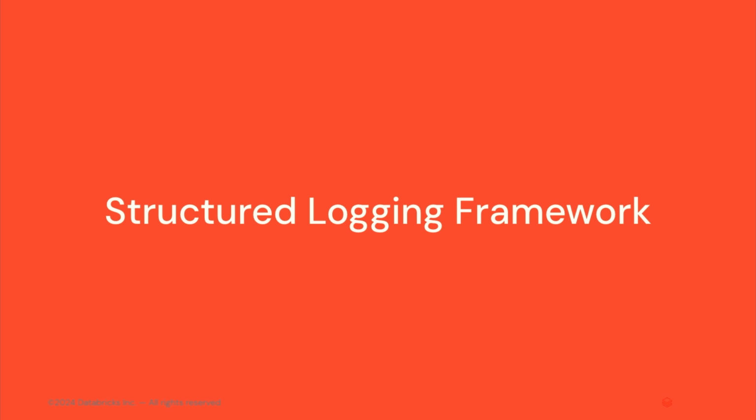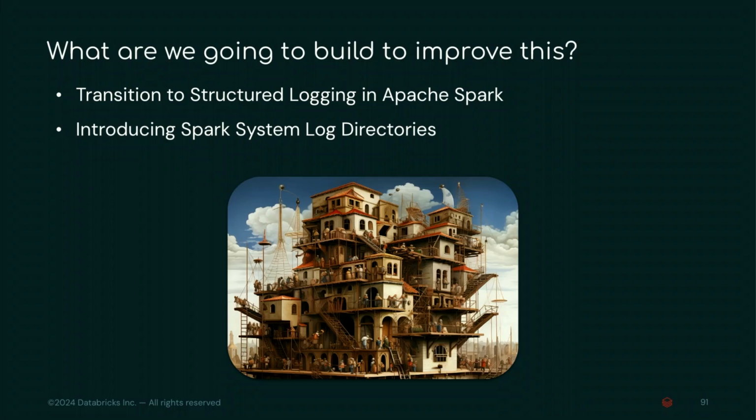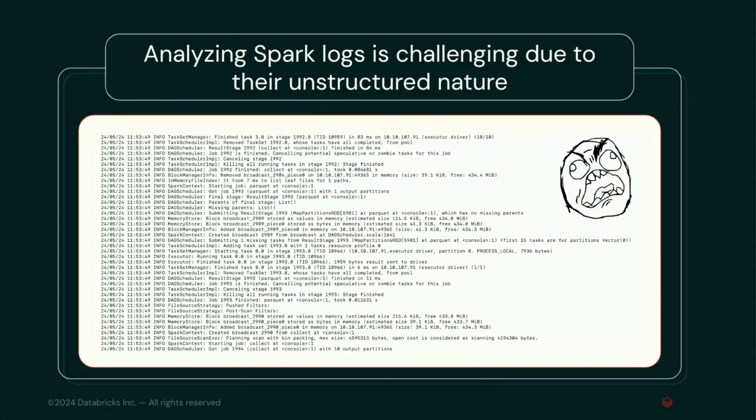Okay, usability. Spark 4.0 enhances Spark logging by transitioning to a structured logging framework. This will improve how we analyze the log data. Our goal is to implement structured logging in Spark, which means it moves from unstructured logs to JSON-formatted logs. We'll also introduce a dedicated system log directory for log management.